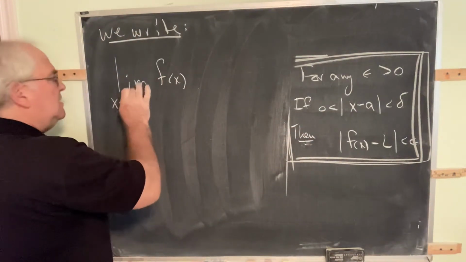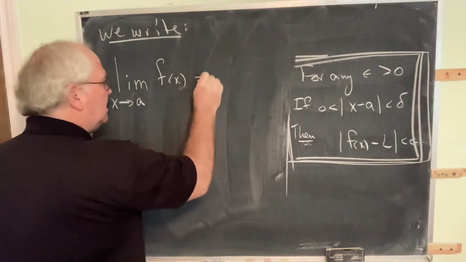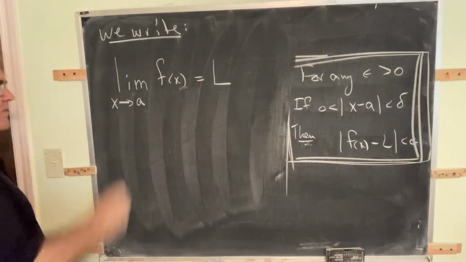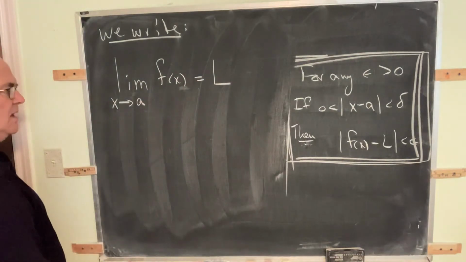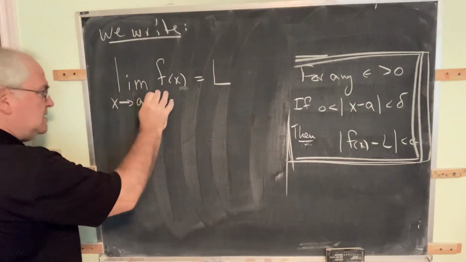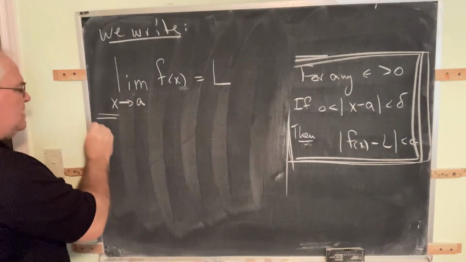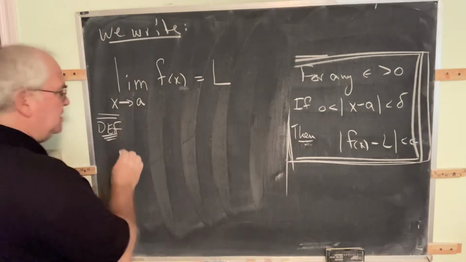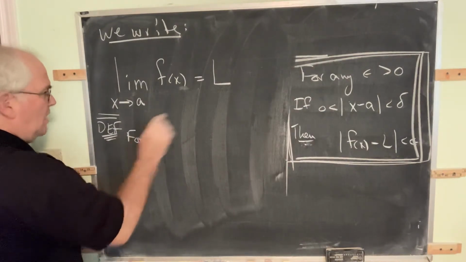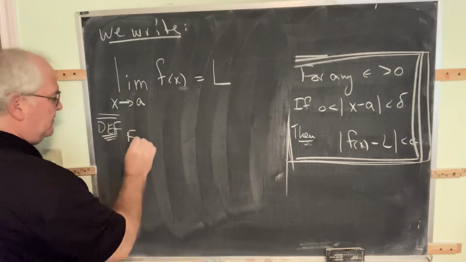The limit as X approaches A of f of X is equal to L. Let me show you what that means in terms of the symbols. This is the definition. I'm going to write exactly that same thing there.